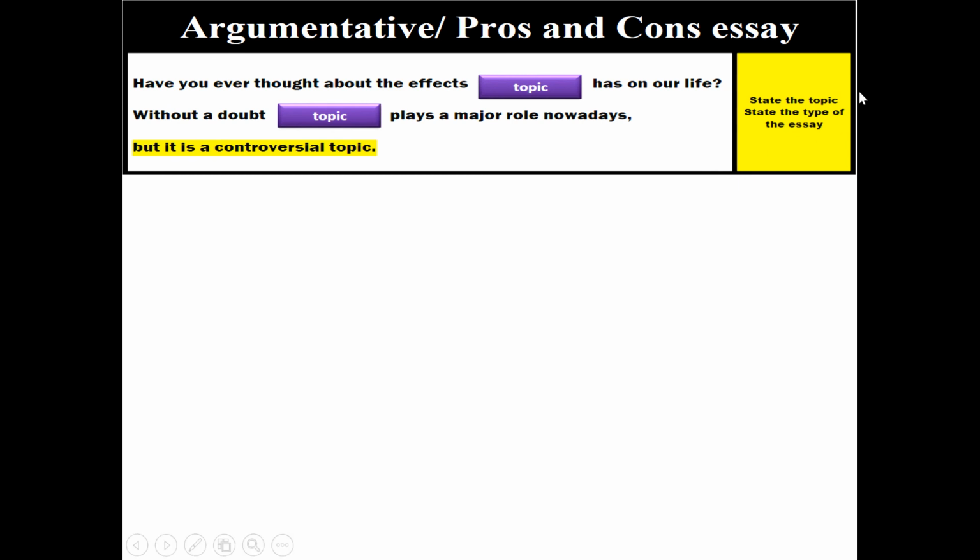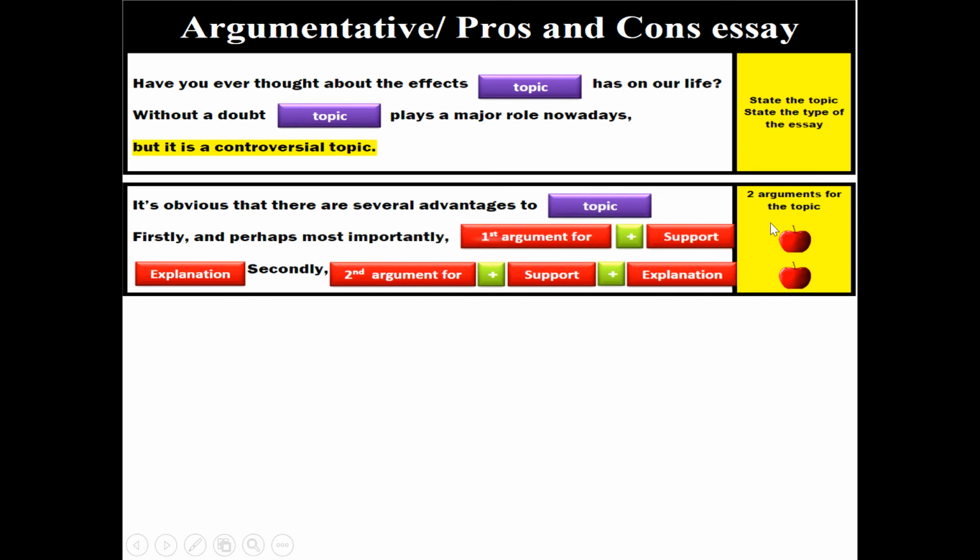In your first paragraph, stating your topic and the type of essay, you can say: have you ever thought about the effects testing on animals has on our life? Without doubt, testing on animals plays a major role nowadays, but it's a controversial topic. It has supporters and opponents, it has advantages and disadvantages, it has pros and cons. Then your second paragraph, in which you should mention 2 arguments for the topic, and each argument is supported and explained.